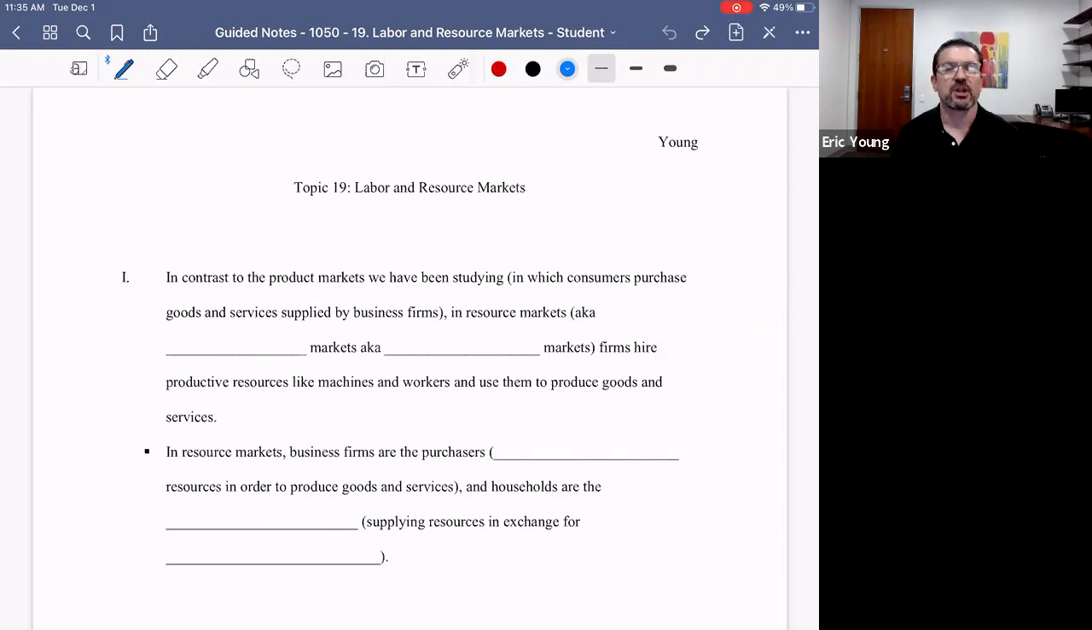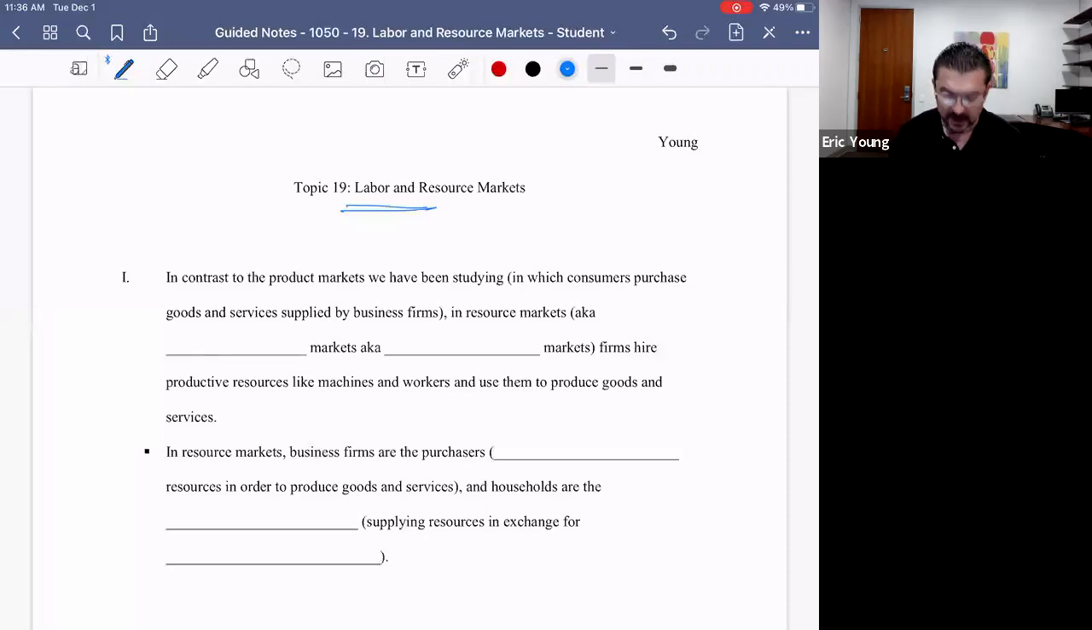In this one, we're going to be jumping out of product markets, and we're going to be talking about resource markets. Specifically, we're going to focus on the resource of labor, which for most of you is the most important resource, because as you finish up college eventually and move into the labor market looking for a job, this is going to be the one that really is influential to you.